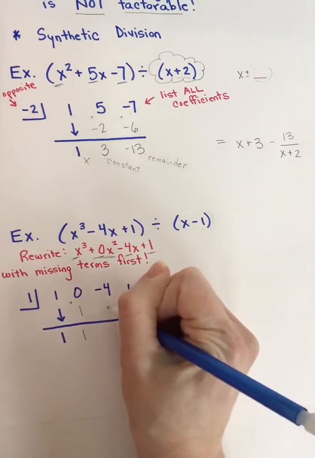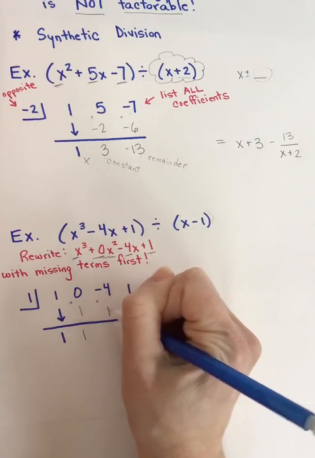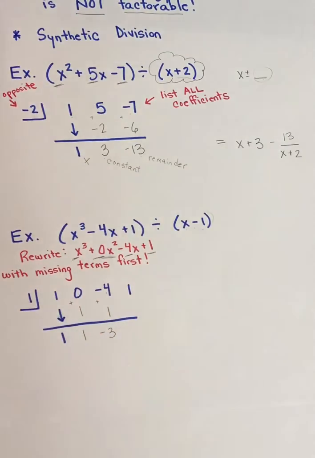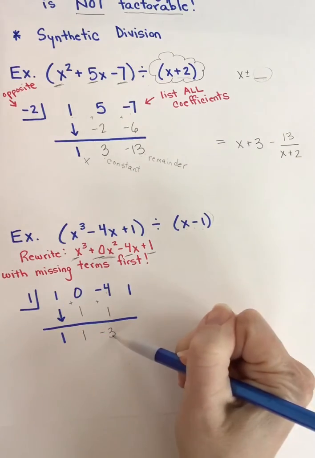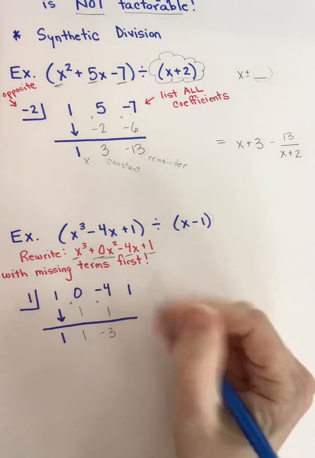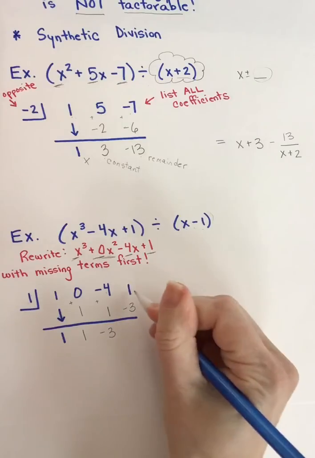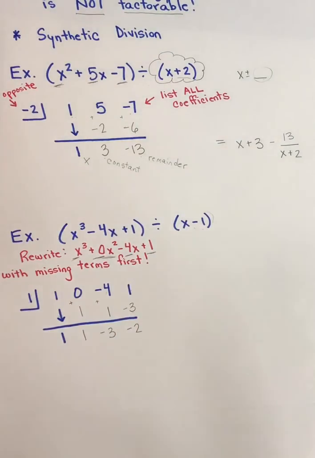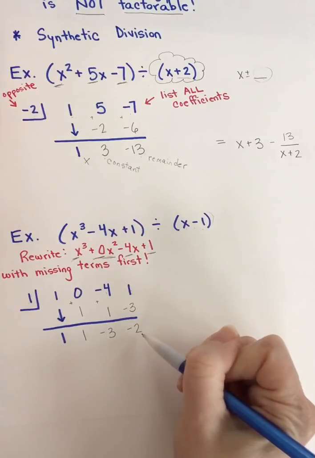1 times 1 is 1, -4 plus 1 is -3. Be careful with your positives and your negatives. -3 times 1 is -3. But when I add down that column, I get -2. Start counting all the way from the right.